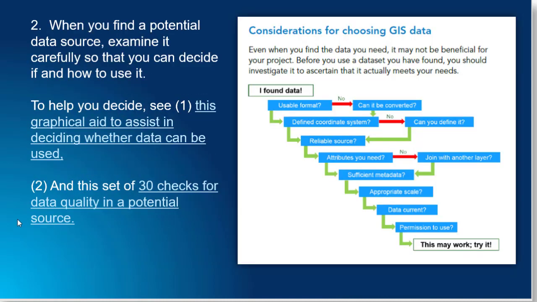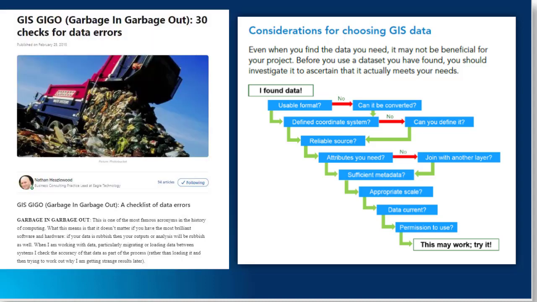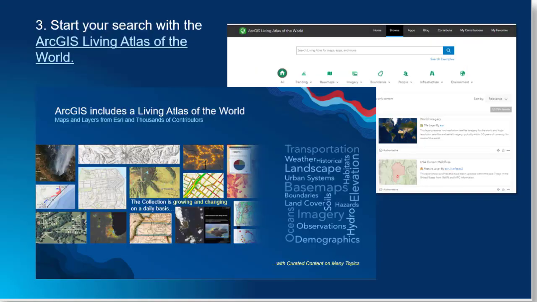As we continue with my advice on strategy, number 2, when you find a potential data source, examine it carefully so that you can decide if and how to use it. To help you decide, there is this graphical aid to assist in deciding whether data can be used, and also this set of 30 checks for data quality in a potential source. I recommend to start searching with the ArcGIS Living Atlas of the world, for a variety of reasons that I'll explain in a moment. It is the closest thing to a one-stop shop.